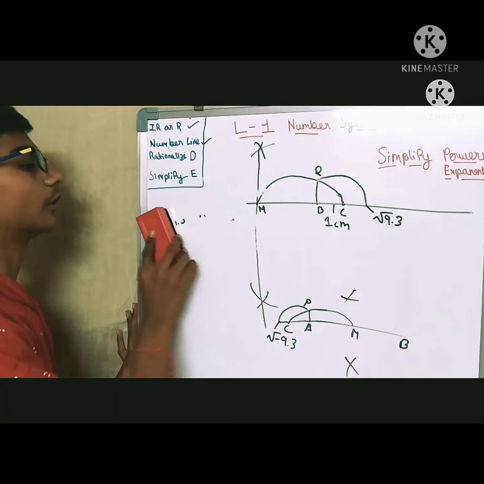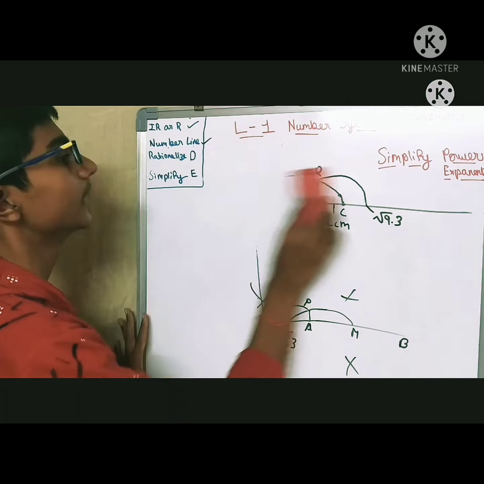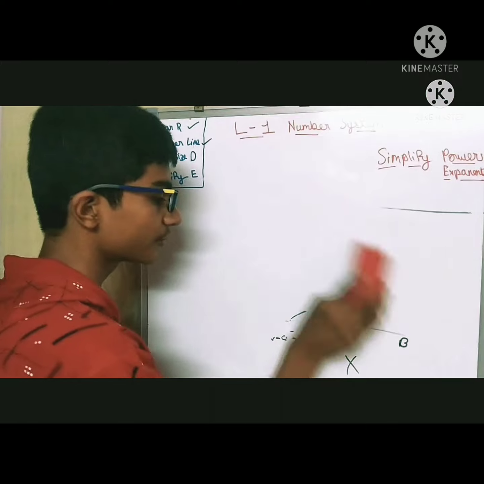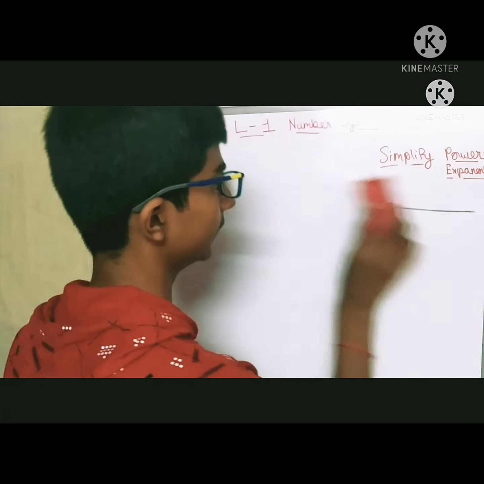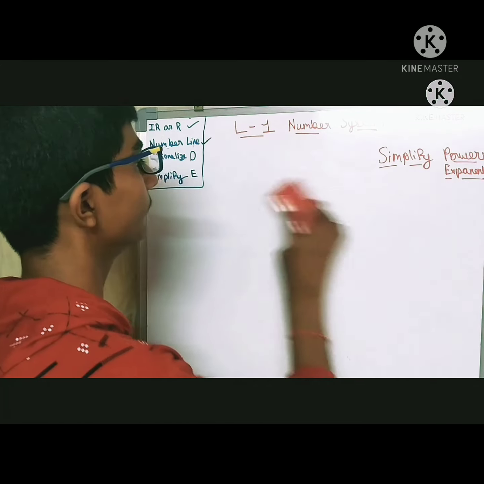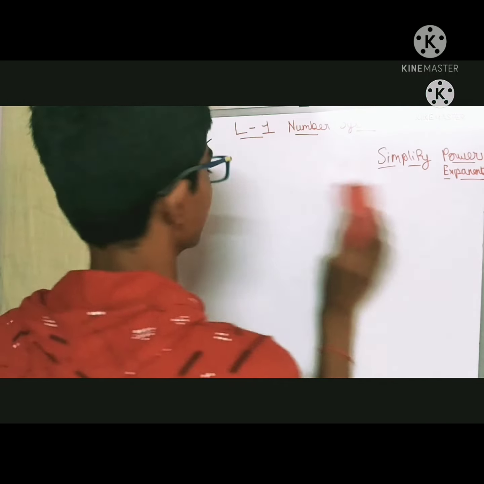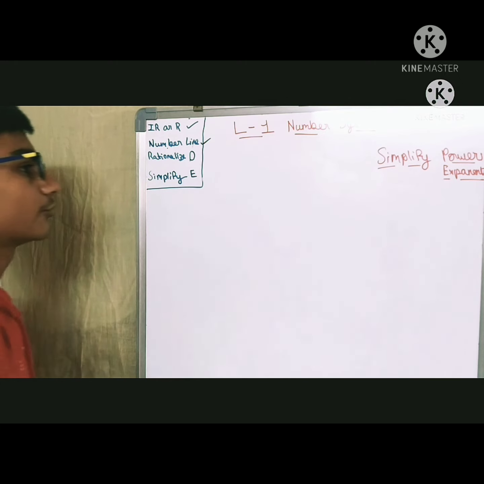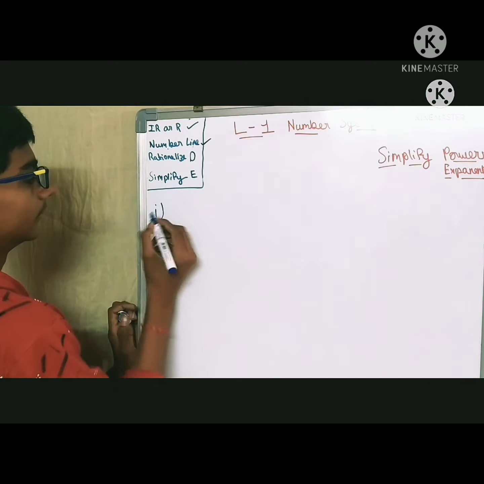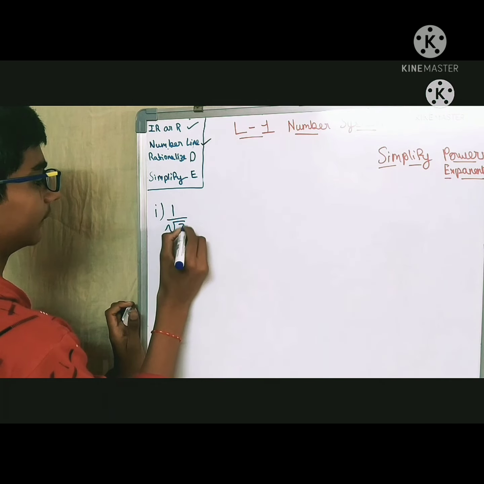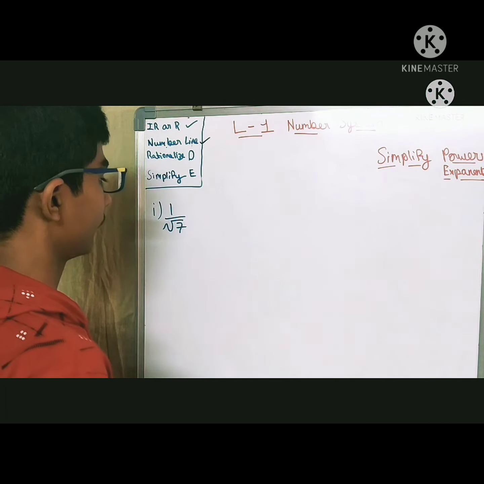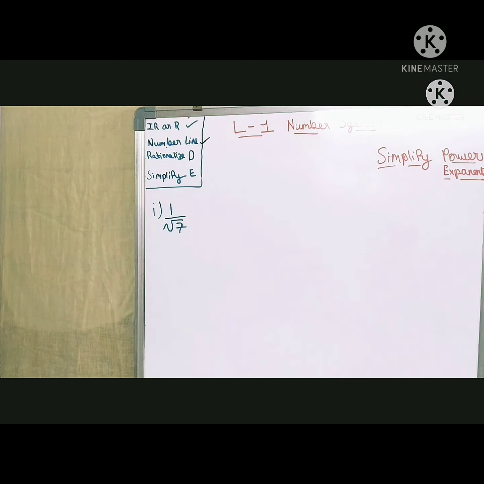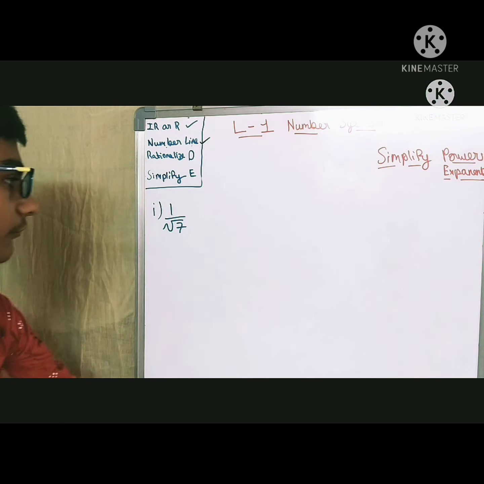Now let's move on to the third topic, and the third topic is how to rationalize the denominator. If the denominator is an irrational number, then how can we make it rational? So in the book, the first question is 1 upon under root 7. It's in exercise 1.5. Sorry, question number 5 is 1 upon under root 7.